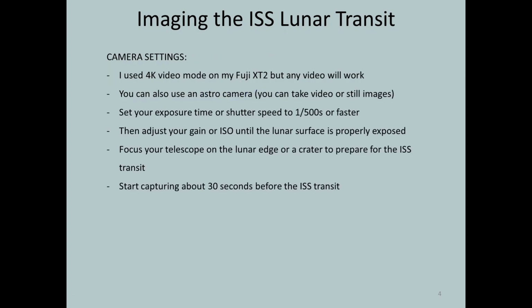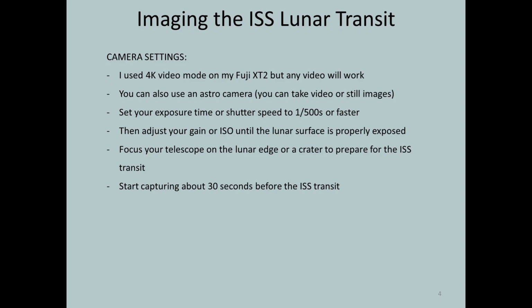Now, the camera that I was using was the Fuji XT2 camera, and I was using it with my Celestron C8 Schmidt-Cassegrain telescope. But you can use pretty much any telescope or any camera for this. You can even use a DSLR camera like a Canon T5i or any of those cameras, or even an Astro camera. I recommend taking videos because you can get about 30 or 60 frames per second in video, and trying to time the pictures is very, very hard. So I definitely recommend taking video.